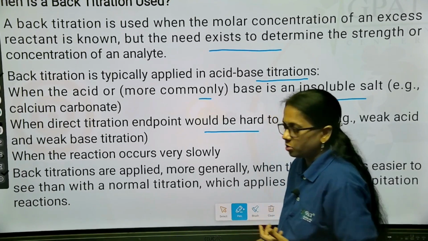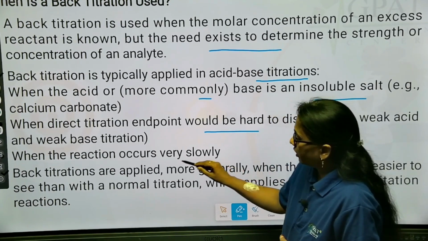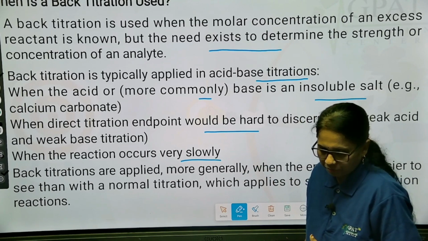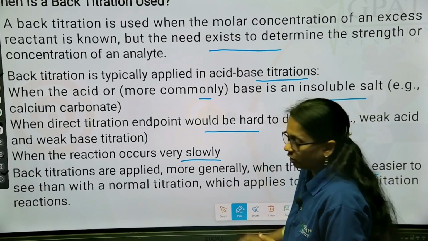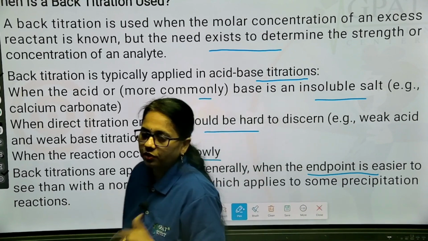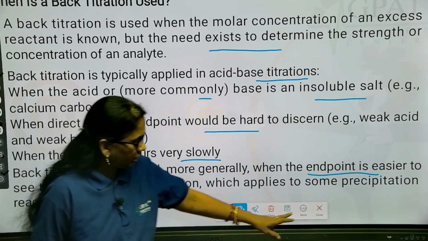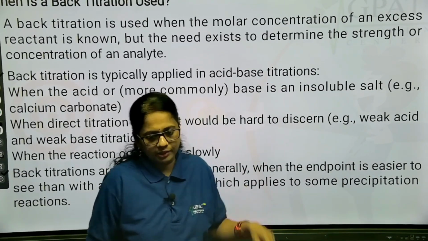So in such cases you can go for the back titration, wherein reactions are very slow, as well as when the endpoint is difficult to see with a normal titration. That means when it is difficult to identify the endpoint, then we are going to select this back titration method.